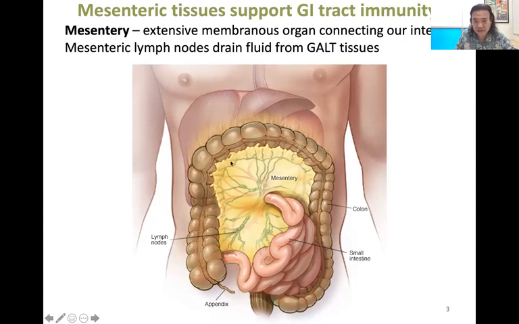And so there's this special network of lymph vessels that drain into special lymph nodes. And these would be the ones that we call the mesenteric lymph nodes, right? Because they receive information, samples of stuff like antigens coming from your gut. Okay.